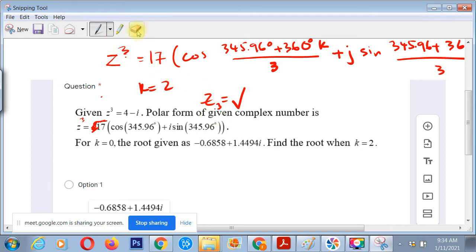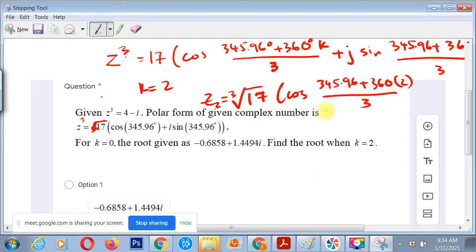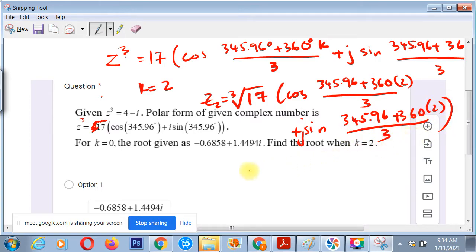So z equals z2. Z2 equals the cube root of 17, cos, put k equals 2 here, 345.96 plus 360 times 2 over 3, plus j sine 345.96 plus 360 times 2 divided by 3. Alright, so we'll get the answer.